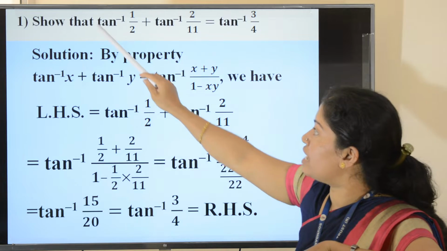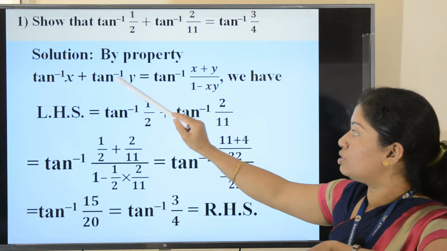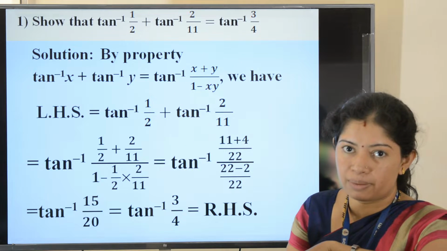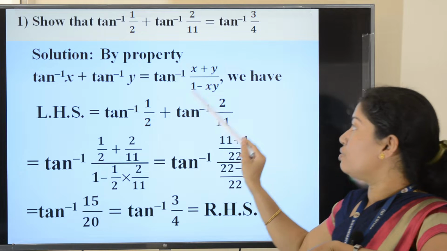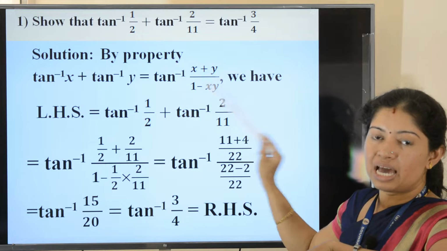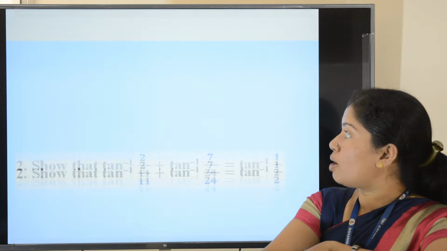When you see this left hand side only, you should be able to make out we are going to use this property to solve this problem. Tan inverse of x plus tan inverse of y is equal to tan inverse of (x plus y) divided by (1 minus xy). Next, let us see the second problem.